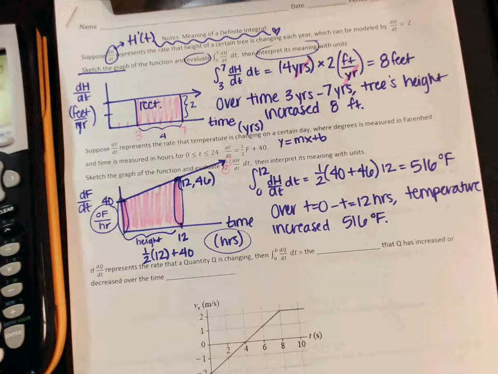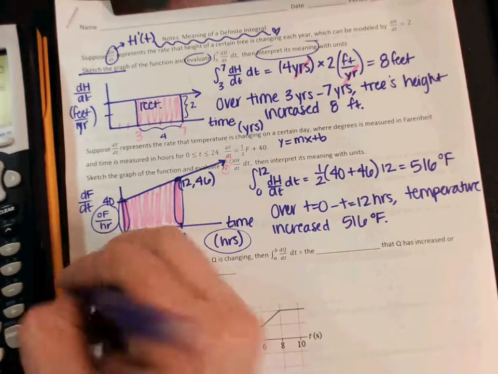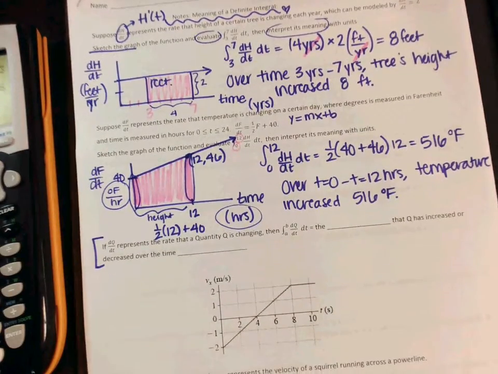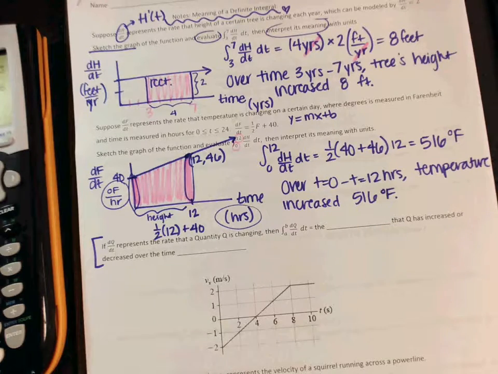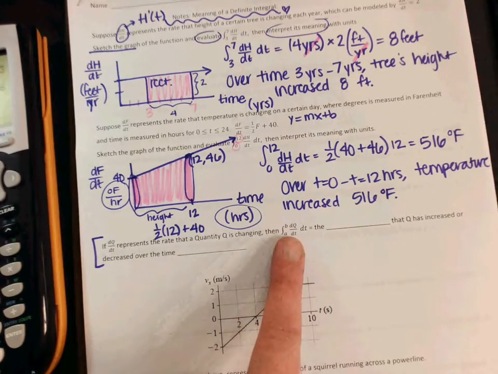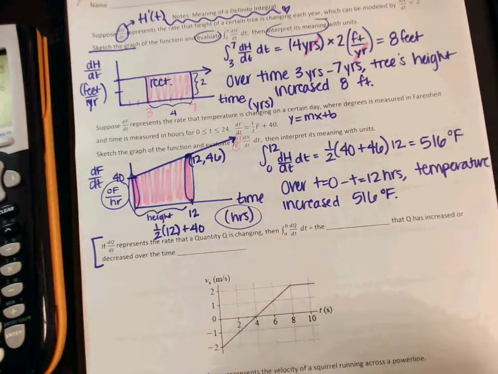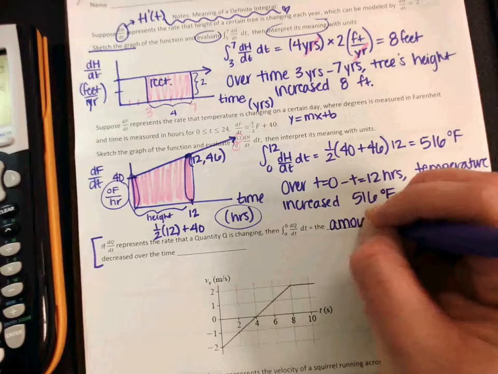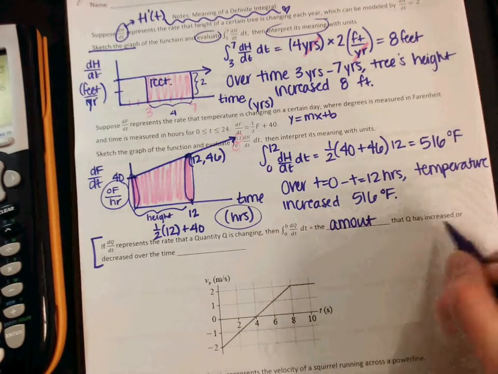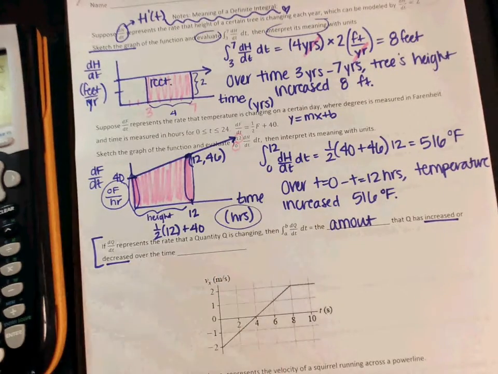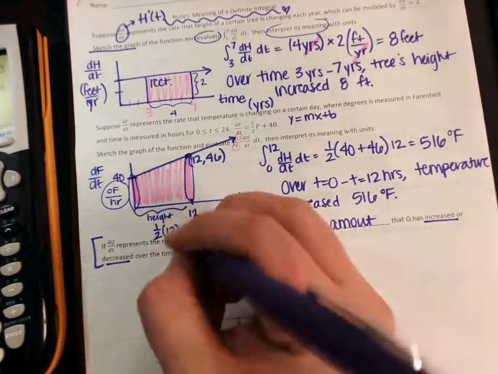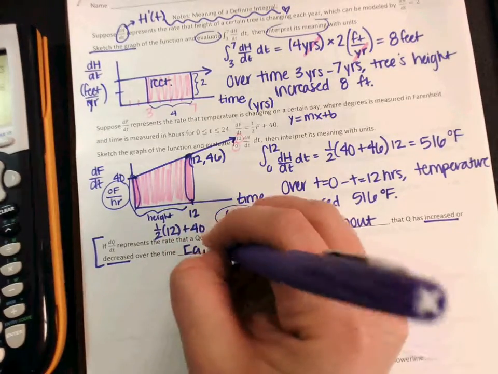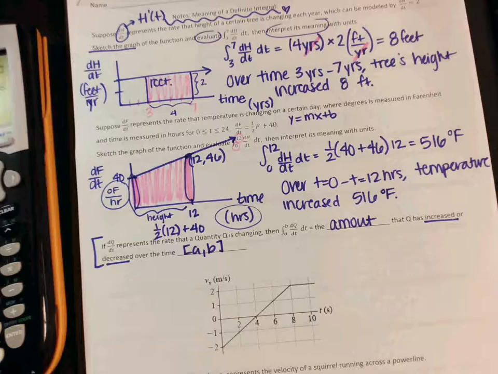Okay? So we're going to kind of broaden this before we go back to position, velocity, and acceleration. Look at your little thing here. It says if dq dt represents the rate that a quantity is changing, then the integral is going to represent the amount that q has increased or decreased over the time from a to b. So this is what I mean by that.